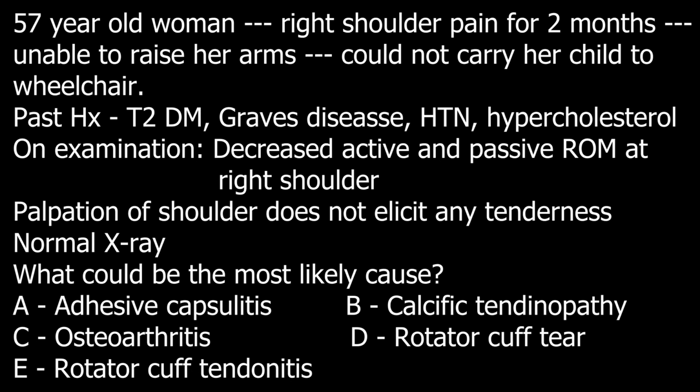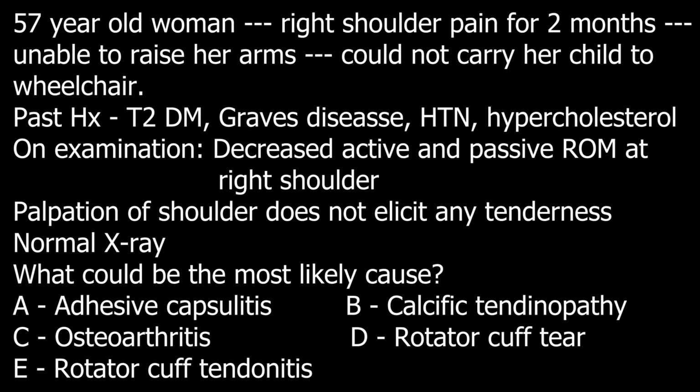Okay, since the patient has been having pain for the past 2 months and the X-ray is normal, we can probably rule out dislocations and fracture. And among the given options, what could be the cause of this patient's symptoms? Let's look at the case first. Pain is chronic and she is unable to move her arm and reach for objects, right? And the range of motion is decreased. Both active and passive range of motion is decreased.